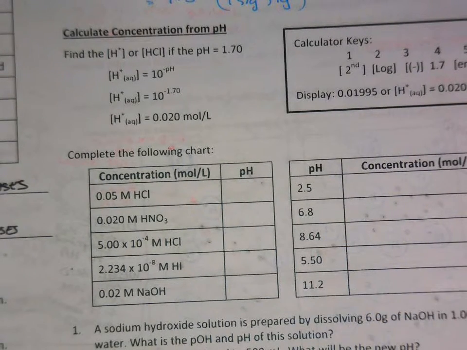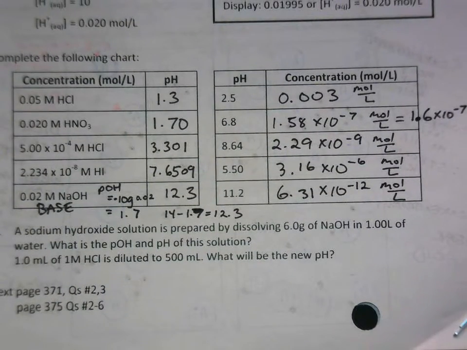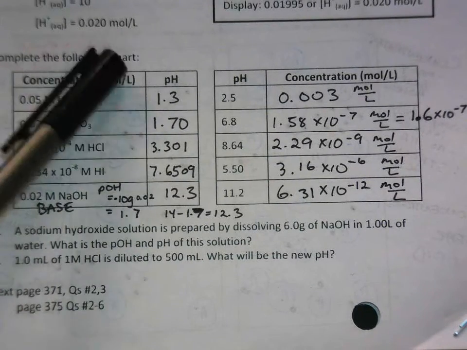I'll post up the answers in just a minute. So here are the answers. Fairly straightforward other than that last one. This last one is a trick because it tells you the concentration of a base, but asks you for pH.